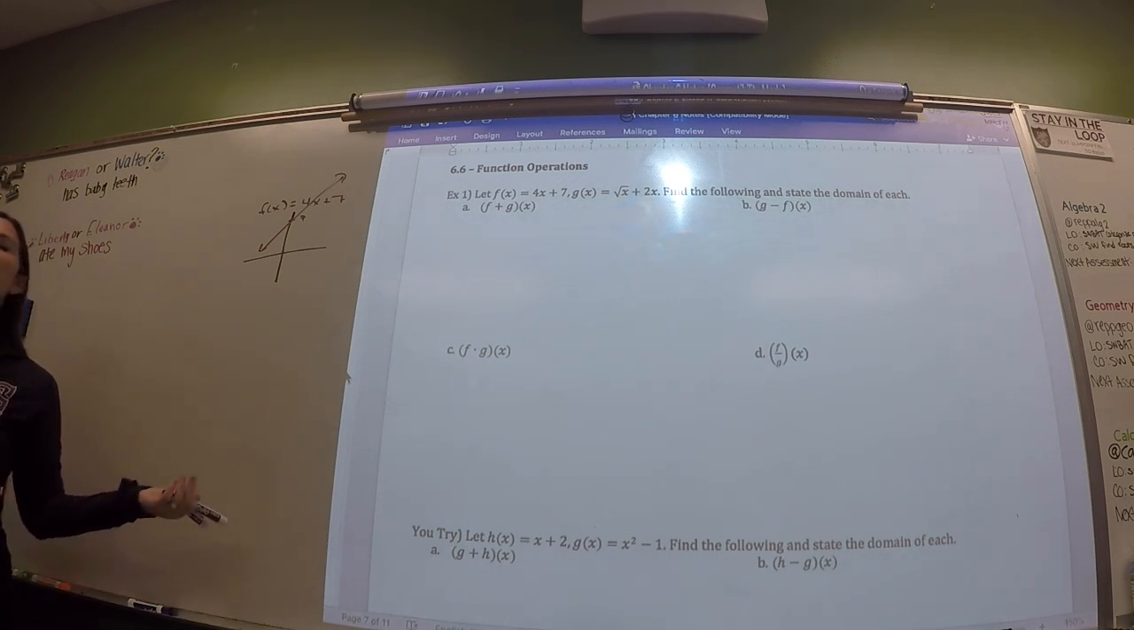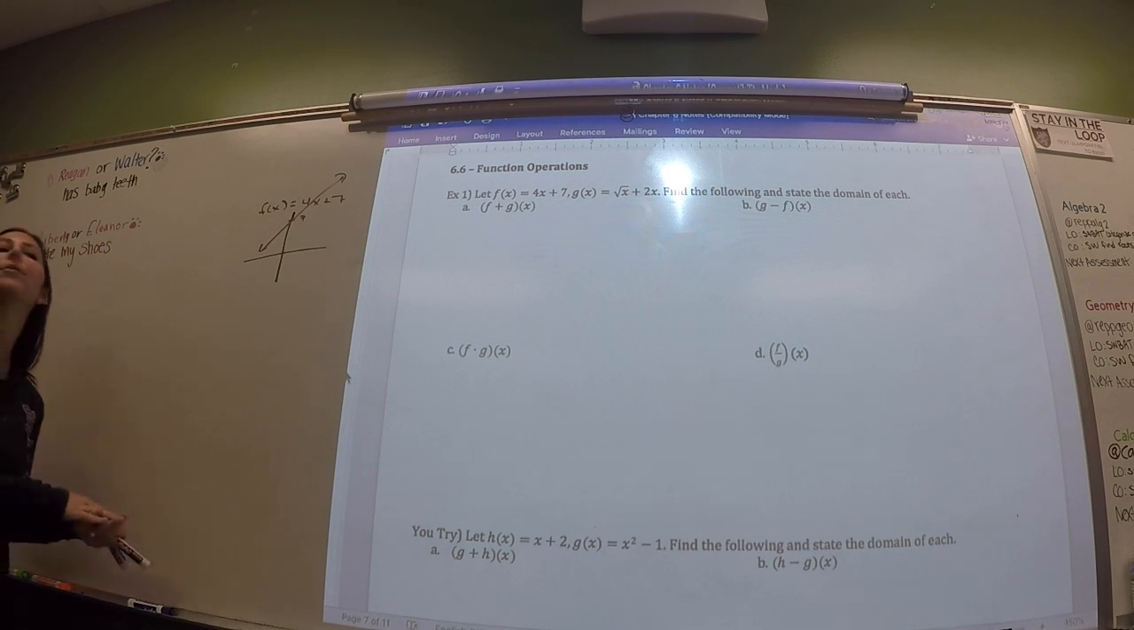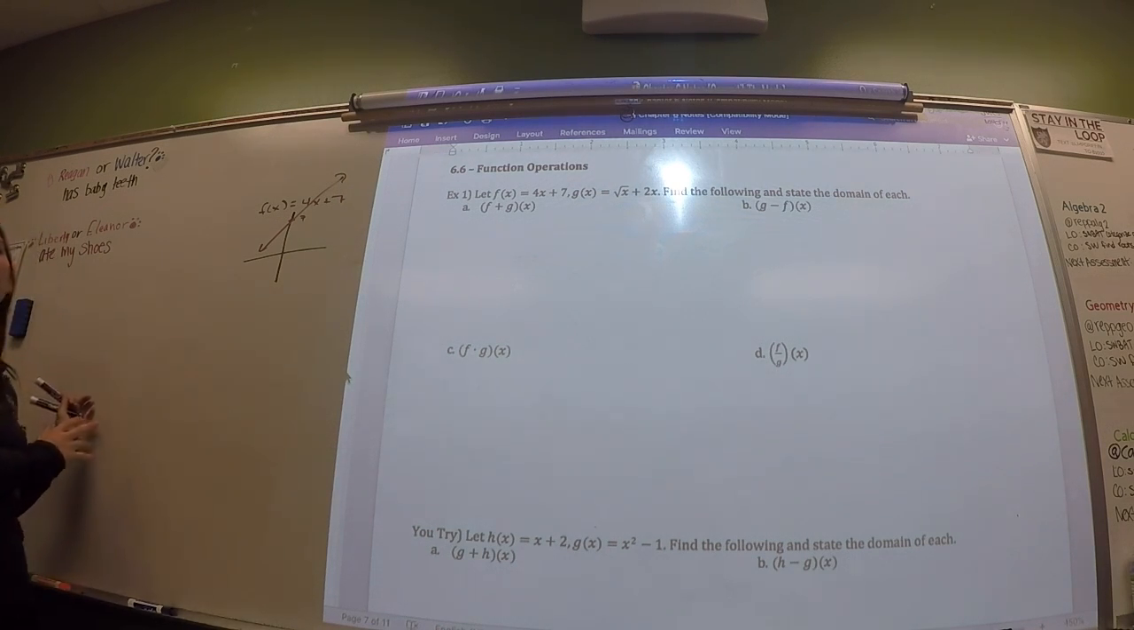Plug in 2, you can plug in 2 million. You can plug in -2, you can plug in negative 2.7. You can plug in whatever you want, and that's okay.